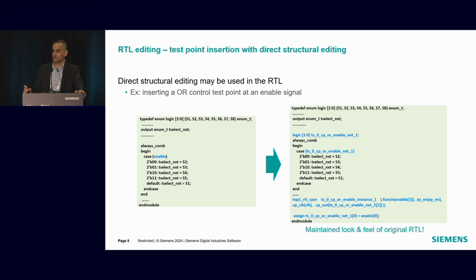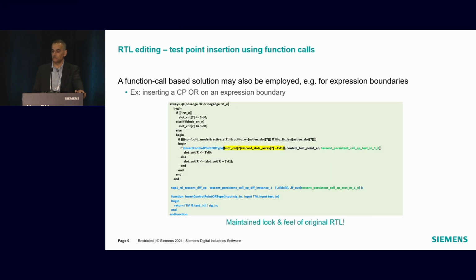So the changes are very precise and can be done as a direct editing like that, or the tool can also do functional calls when it needs to edit things like on expression boundaries. So it can actually create a function, it can edit the RTL with minimal changes and effectively insert those test points where they need to be. So that's kind of one of the principles that we have always had when we do these kinds of RTL editing, to make sure that we maintain the look and feel and make it as simple for you.